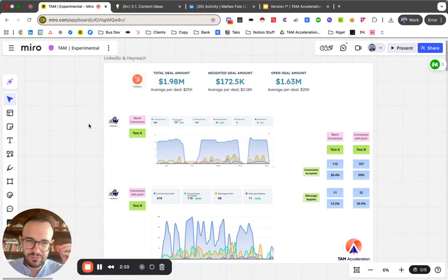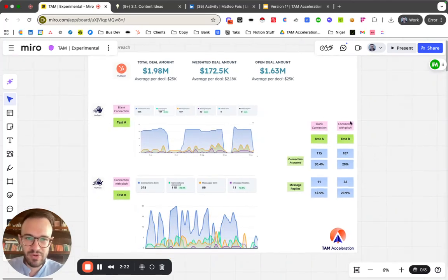But my question is, is more people in your connections actually your goal? Most likely it's not. So we ran these two tests: test A, where we send a blank connection, followed by a pitch in message number one, and test B, connection with the pitch directly. What do I mean by pitch? I mean that we stated what our goal was, what we did, what our offer was. We tested a lot of different ways, of course, to mention the offer as well. So the results were really surprising. This was really interesting to see.